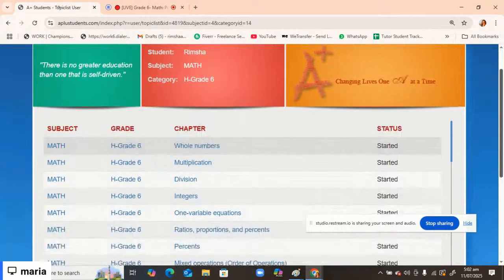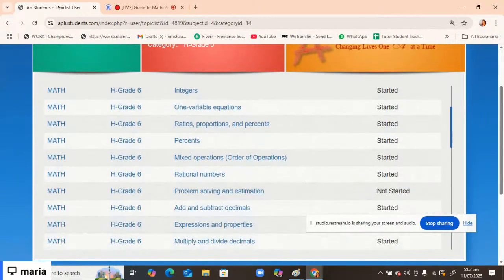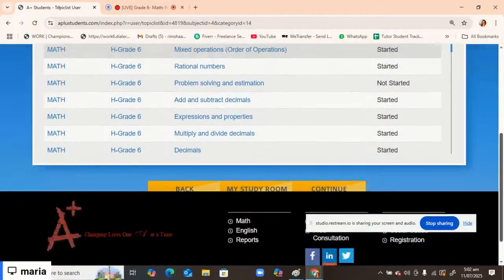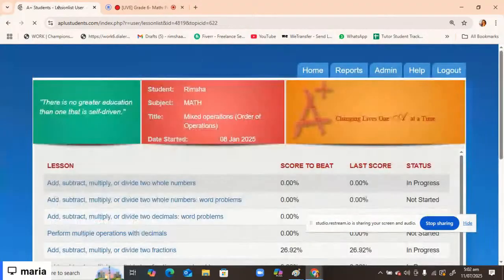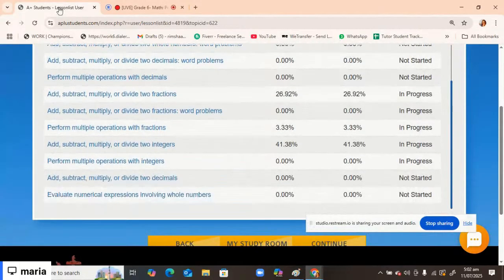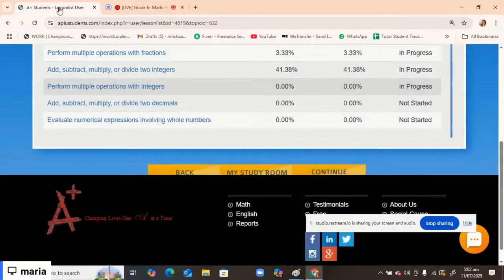Scroll down to grade 6. Here is the list of the lessons and chapters. We are on the chapter mixed operations, order of operations. Here is the list of lessons regarding this chapter, and we are on the lesson: perform multiple operations with integers.